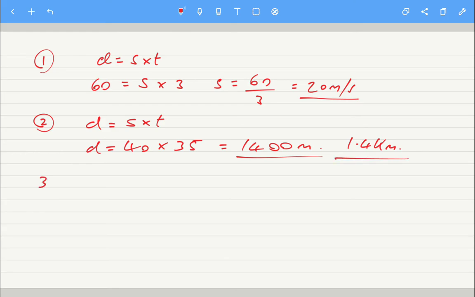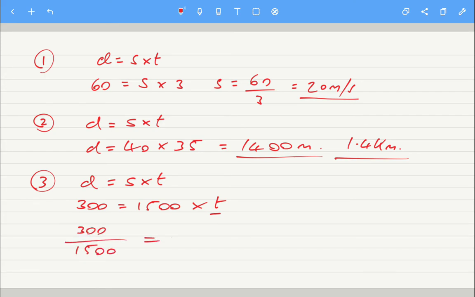So number 3. So number 3 wanted the time. So that's distance is speed times time. So the distance is 300 metres equals the speed, which is 1,500, multiplied by time. So we need to get time on its own, so we need to get rid of the times 1,500, so we need to do the opposite of times by that. So that would be 300 divided by 1,500 to give us the time. And the time on question 3 is 0.2 seconds. All right, and then we've got 3 more to do.